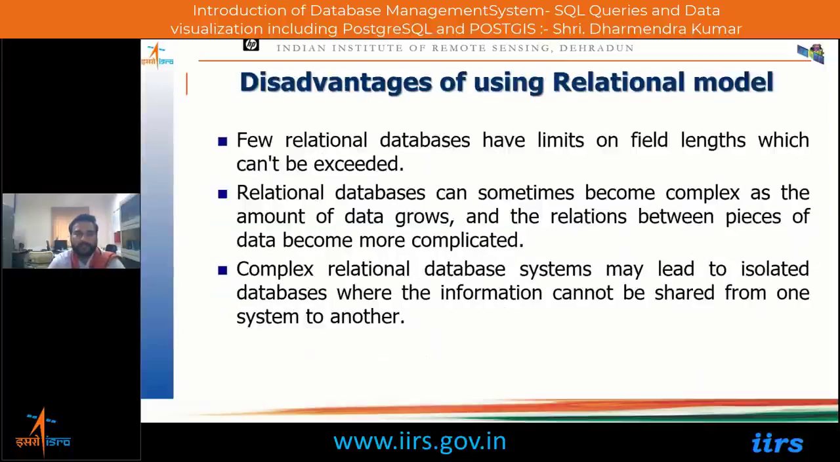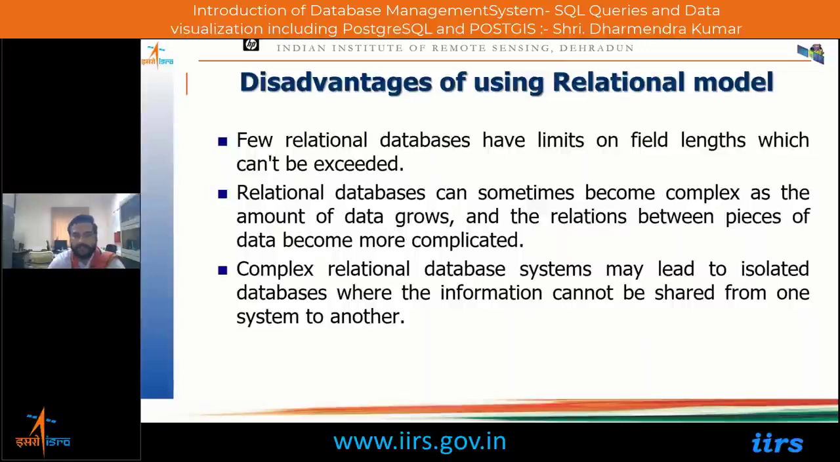Disadvantages are still there. For example, some relational databases have limits on field length which cannot be exceeded, like 255 being the limit for small types of data. So the category of data has to be defined based on the requirement. A relational database can sometimes become complex as the amount of data grows. In this case, we have to handle data in multiple tables, and a better way to access the tables should be developed.